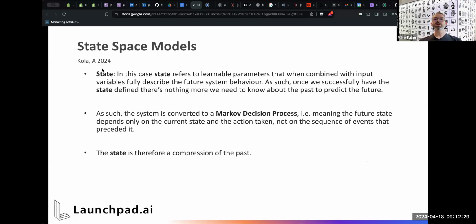So if we think of the state in our model, in this case, the state refers to learnable parameters that we can combine with input variables that fully describe the future system behavior. So once we've successfully defined the state, there's nothing more we need to know about the past to predict the future, right? So the system is basically converted to a Markov decision process, i.e. the future state depends only on the current state and the action taken, not on the sequences of events that preceded it, and therefore the state is a compression of the past, essentially.